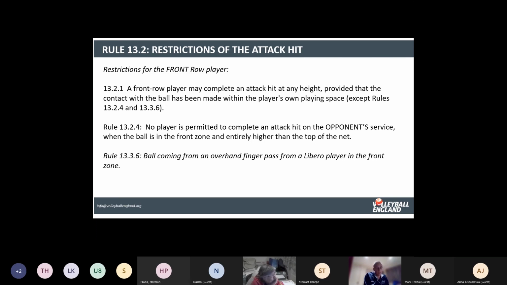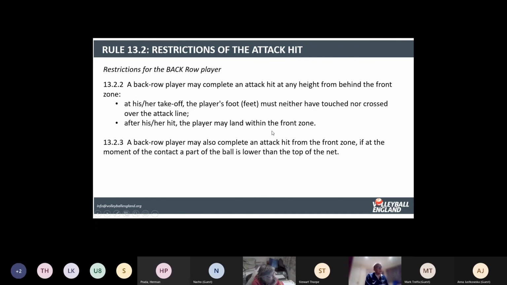As you wouldn't be surprised to know, there is no video of anybody attempting to attack an opponent's service. I think it would have to be set up to get a video example of it. But let's move on to the back row player.